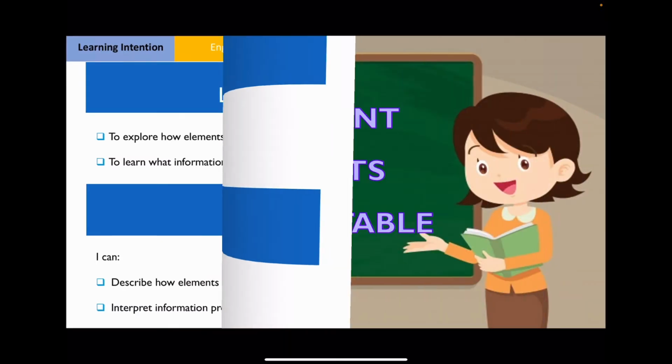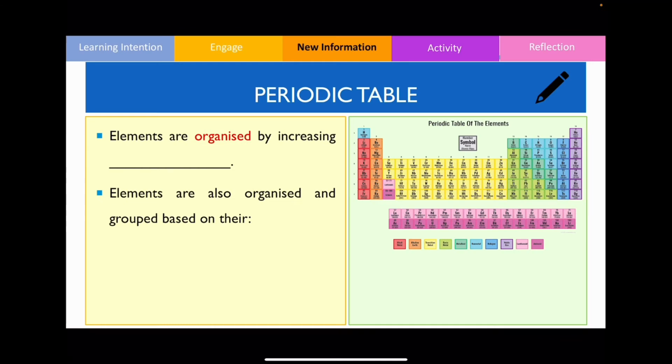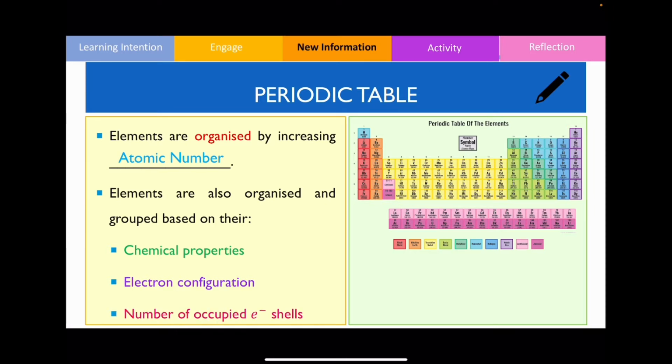So firstly, how are elements arranged in the periodic table? The periodic table is organized in a very specific way. In the periodic table, elements are organized by increasing atomic number. Furthermore, elements are also organized and grouped based on their chemical properties. So elements with very similar chemical properties will sit very closely together on the periodic table. They're also grouped based on the electron configuration as well as the number of occupied electron shells.